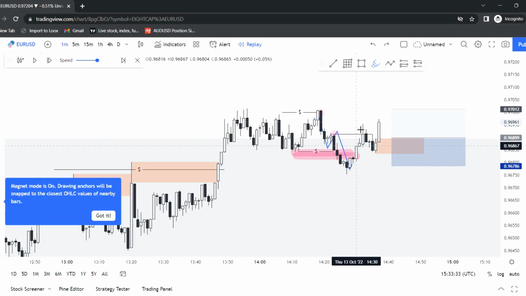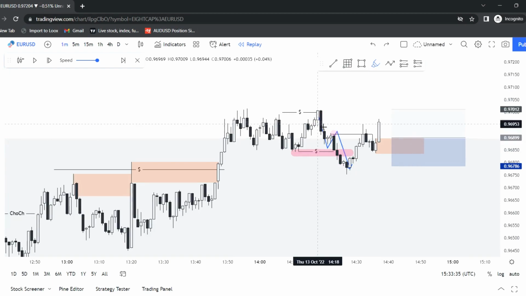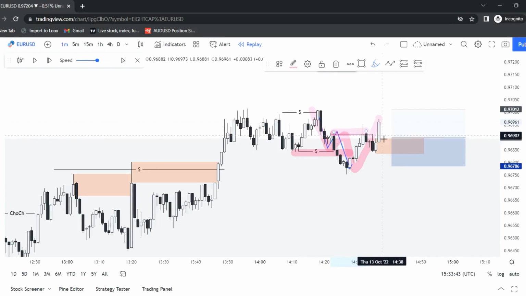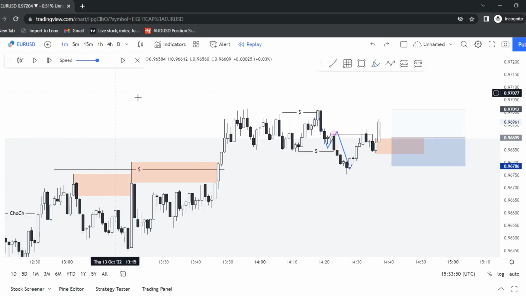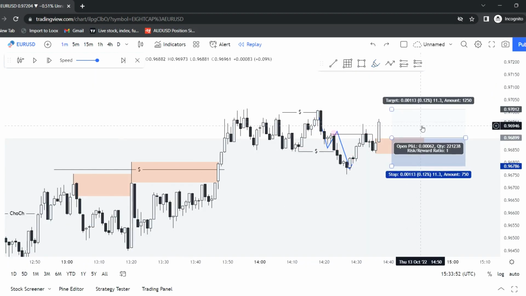So let me just clear this a little. So price was up here, came up, went back down. These highs destroyed these highs, and now we could say that price has sort of changed character as well. This has changed direction. So this is the reason why I took this trade.